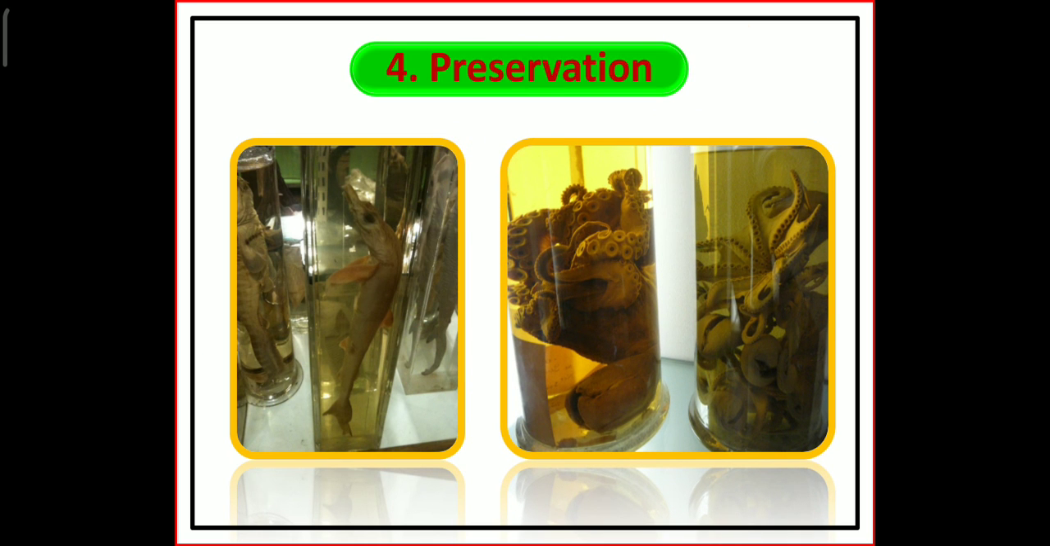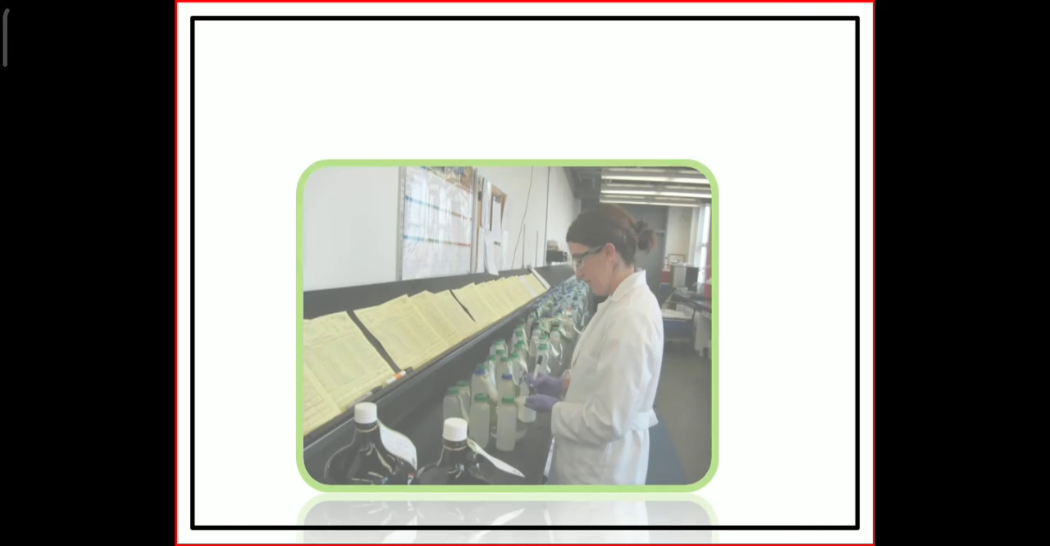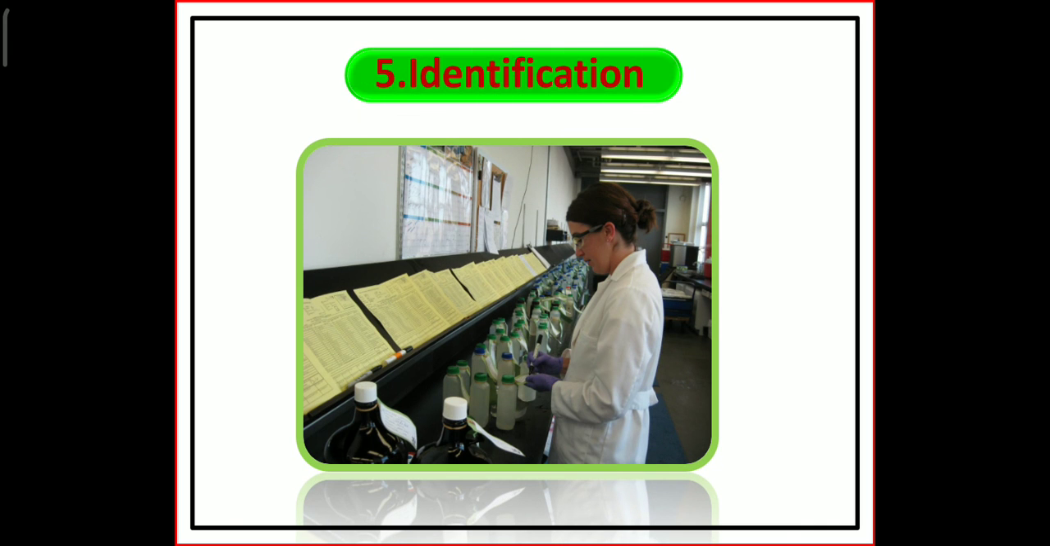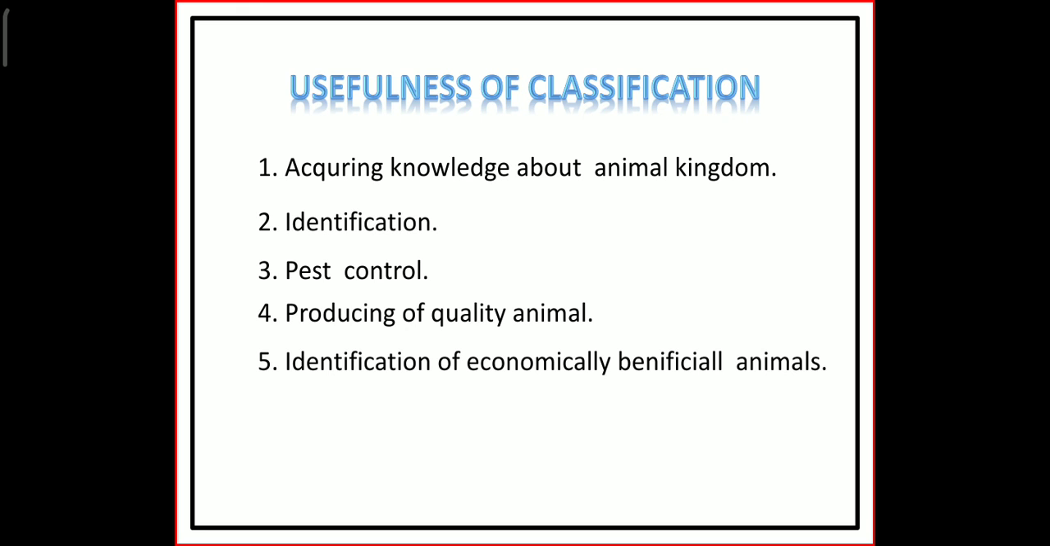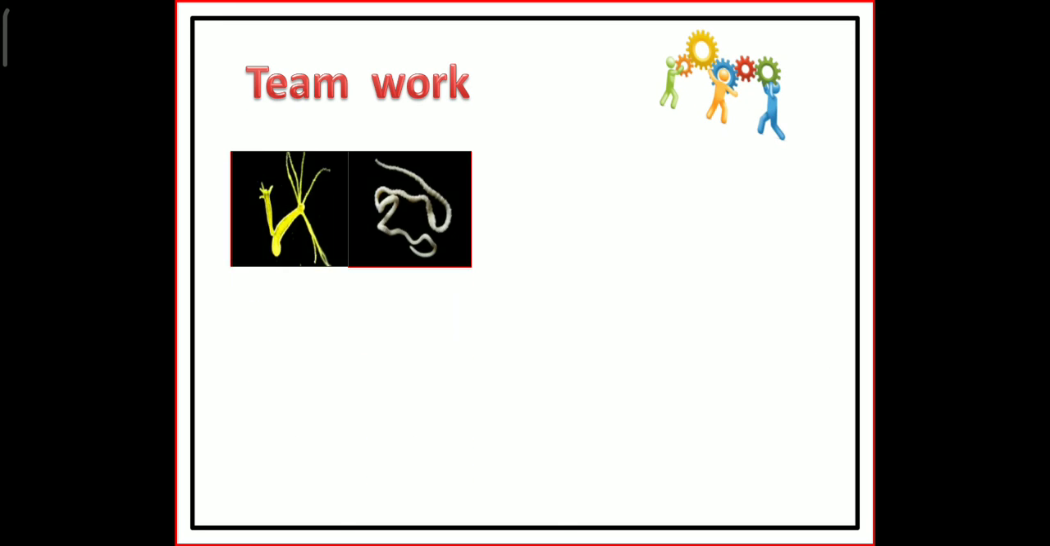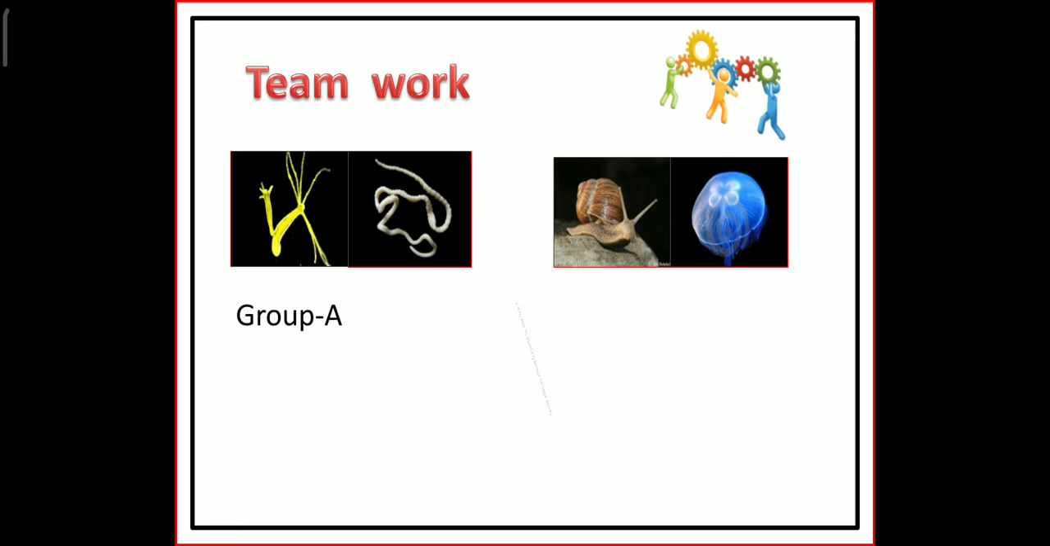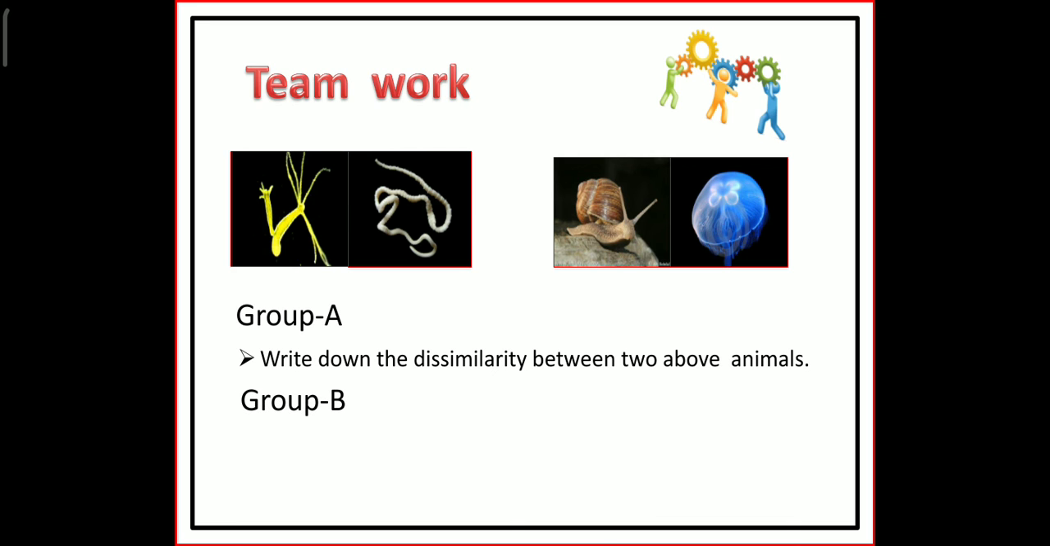Now the preservation, and finally the identification. Now the usefulness of classification: acquiring knowledge about the animal kingdom, identification, pest control, producing quality animals, identification of economically beneficial animals. Now the teamwork. Group A, write down the dissimilarities between the two above animals. Group B, write down the symmetry found in the above animals.